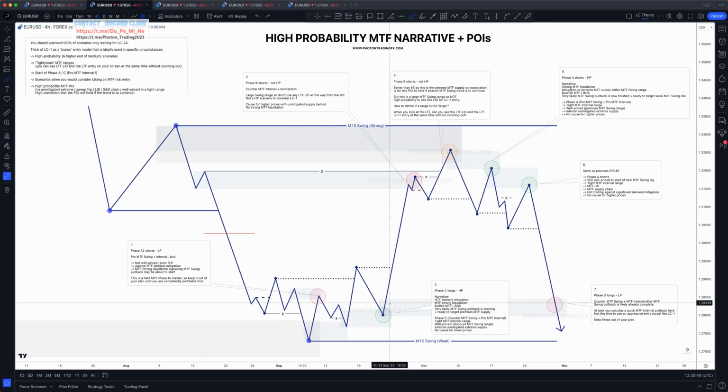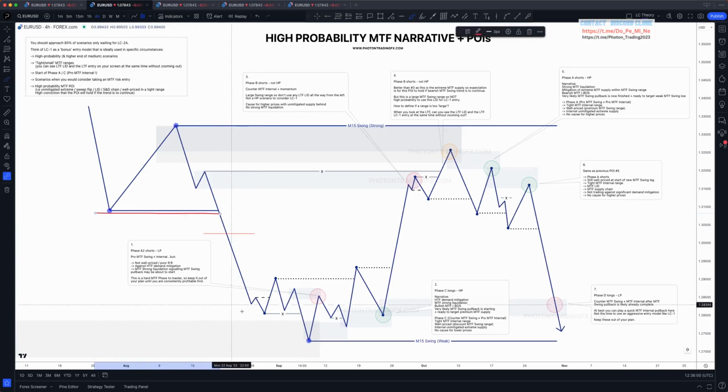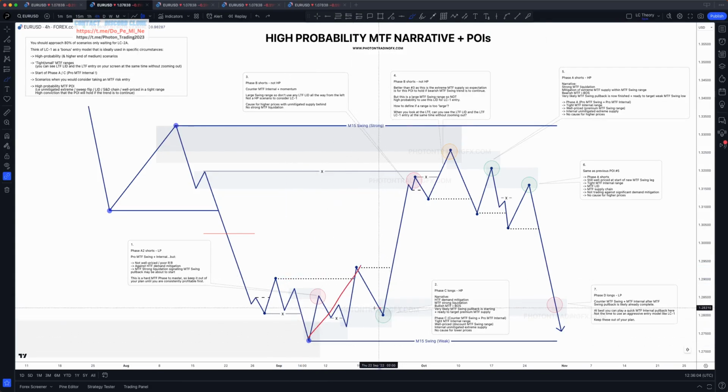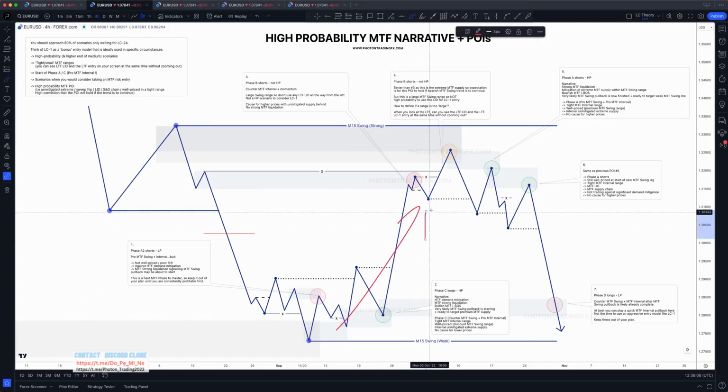Okay, so a typical way in which we want to trade phase C, obviously it's not going to look like this in every single scenario, but we want to stack as much confidence on our side, is after we've had that break of structure, we get that first initial bullish IBOS here. Now this is great to trade phase C because it's the start of the pullback. We're playing that objective. Phase C, pro internal, counter swing.